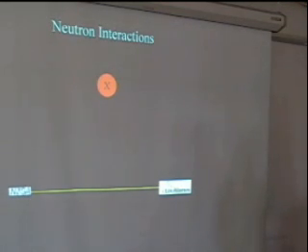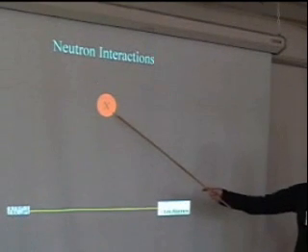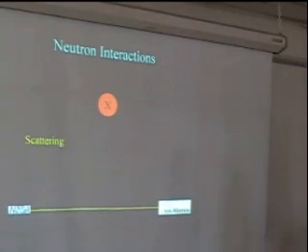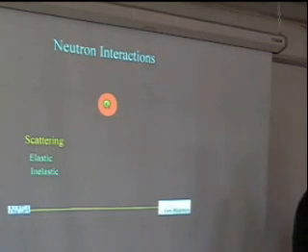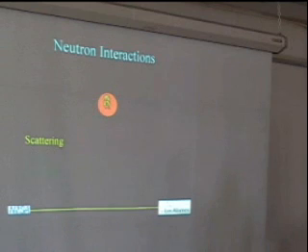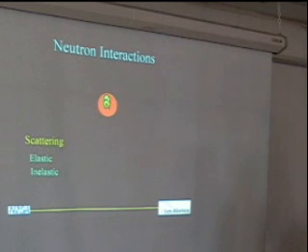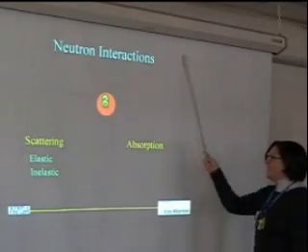So, neutron interactions. You have a target nucleus sitting here, and you can scatter off of it. Oh, my graphics is all messed up. Okay, anyway. You can have elastic scattering where the neutron just goes off.